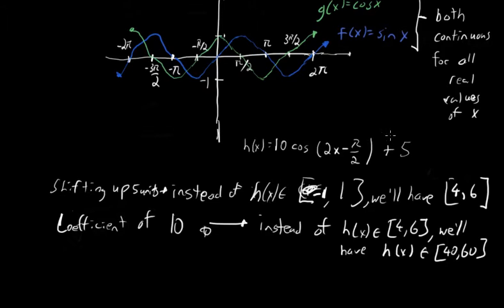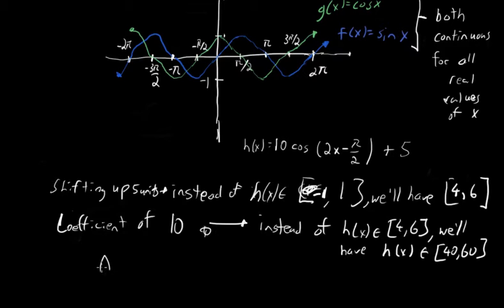Well, the answer is really nothing, right? If you shift a function to a new location, does that change the continuity? Let's say the original function is continuous for all real values of x. Well, the new function is also going to be continuous for all real values of x. If you make that periodic function go through each period twice as fast, does that change the continuity? Well, no, it doesn't. And does stretching it out by a factor of 10 change the continuity of the function? That's not going to do anything either.